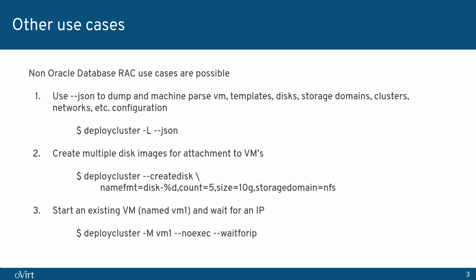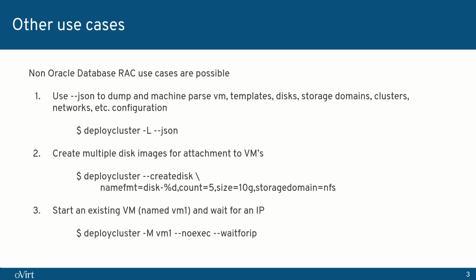Okay, so I didn't mention other use cases are possible. So these are some of the use cases. They've got no affiliation with Oracle in terms of they're not related to databases, and they're not related to templates. So here's one. You can use JSON to dump and parse your machines or your existing VMs, disks, storage domains, clusters. What would be a good use case? Say for example, you wanted to have a look if a machine is up, or what storage is available, or tot up all the storage disk usage for certain users. You can basically list and use the --json option, and it would print out everything in machine parsable format.